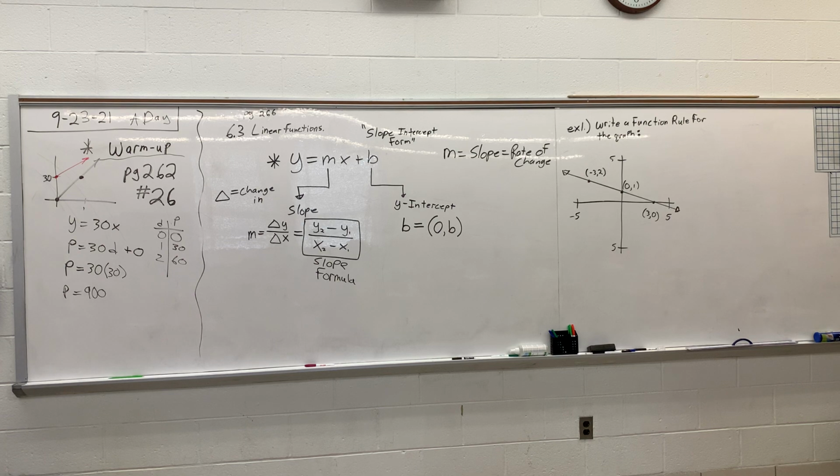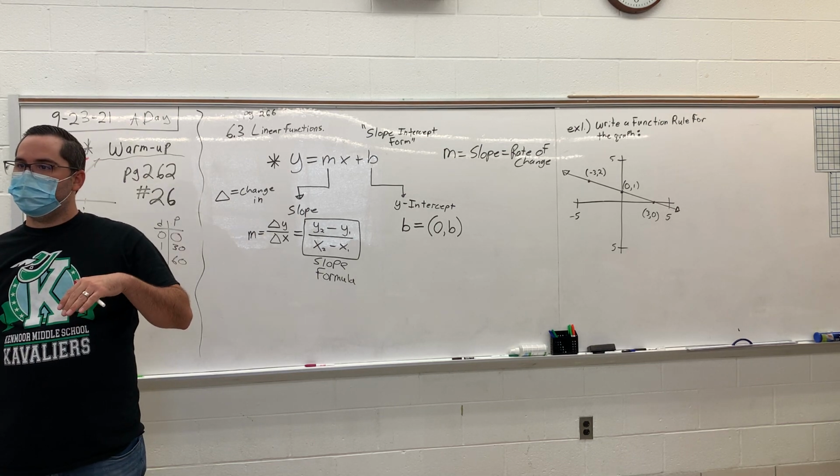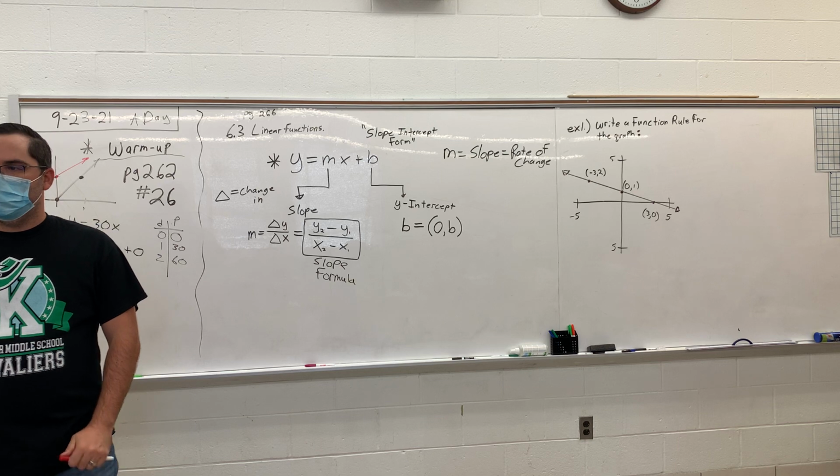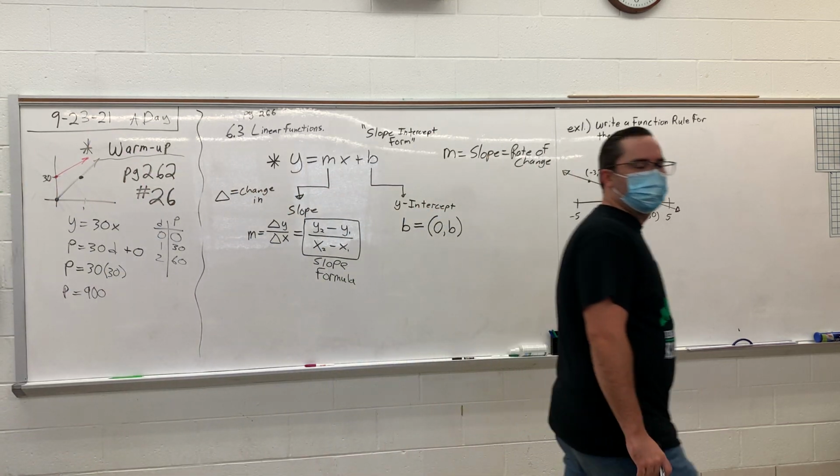Yes? On the x-axis? No, so the y-intercept is like when it goes through the y-axis. Could the line be below the x-axis across in the negatives, you mean? Yeah. Yes. Yeah. And in fact, it often does.